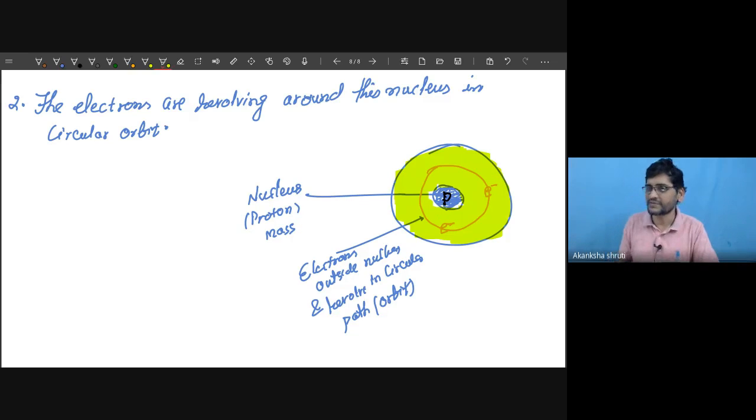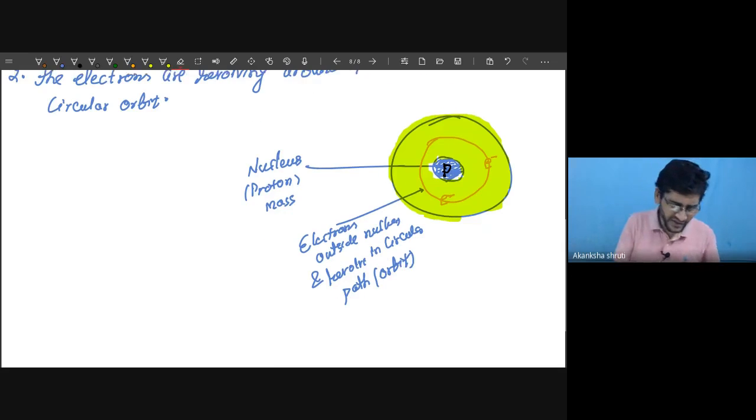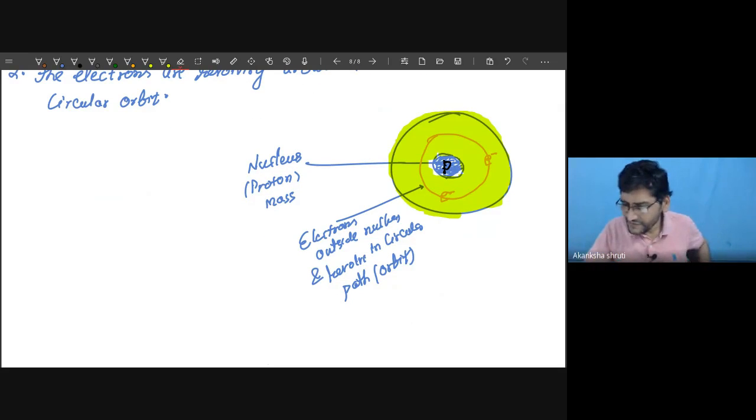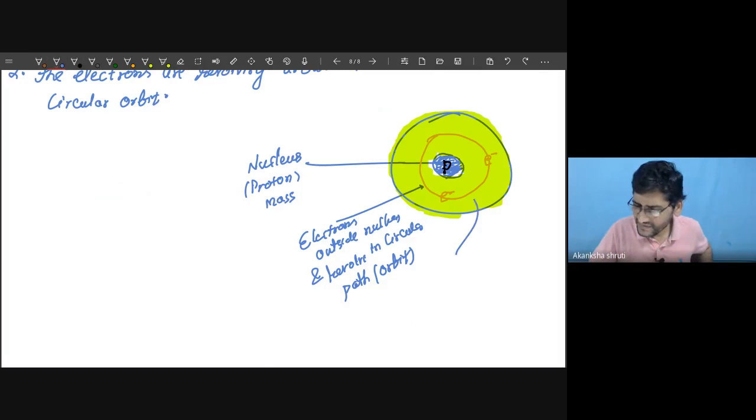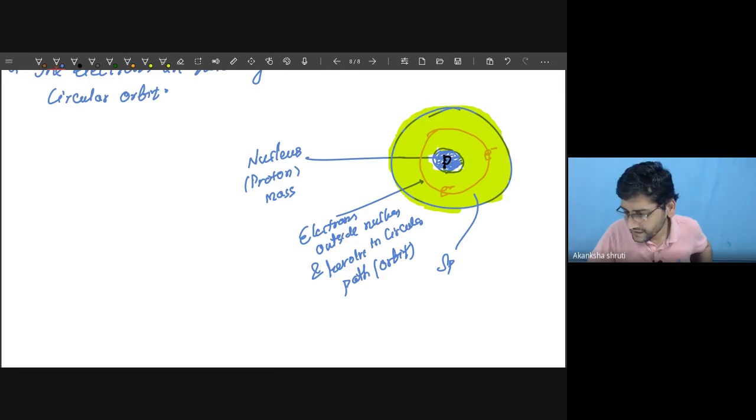So these are the space for electrons. This way the model was completed. The yellow region may be written as the space or empty space for electrons.